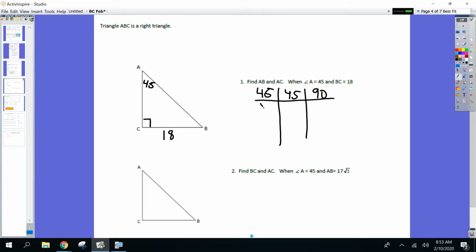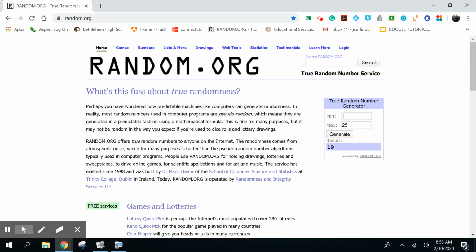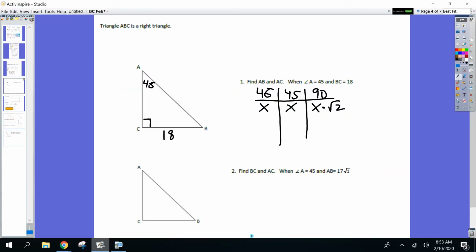So I always start with, what's the rule? X across from the 45, X across from the other 45, and X times radical 2 across from the 90. What side are you given? The side across from what angle? Because I got to know where to put 18 in my chart. The 18 is across from what angle in my triangle? So I'm going to put it in one of the 45 columns.